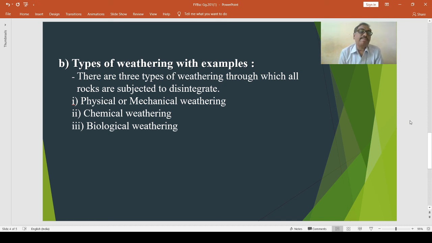In this way, there are different agents which play an important role to carry out the mechanical weathering, and these are rain, frost, that is the freezing action of water, temperature, and wind. In this way, weathering takes place in different areas.